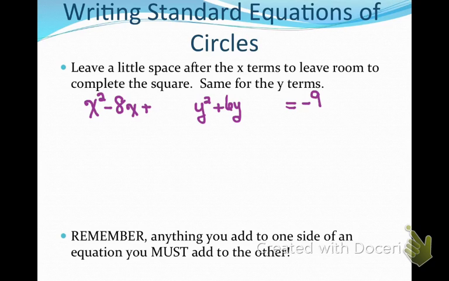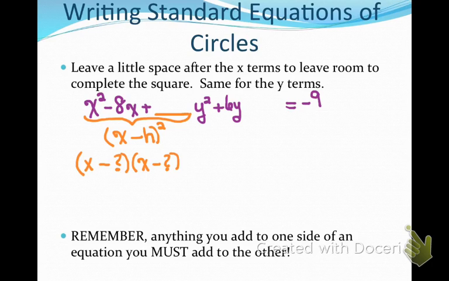Let's look at our x squared minus 8x. What I want this whole thing to look like is more like x minus some number squared, that number being my h value. Okay, and I need to know what number I can add to this to get that, to factor into x minus h quantity squared. Well, x minus h quantity squared really is x minus some number times x minus some number. I just have to figure out what that number is.